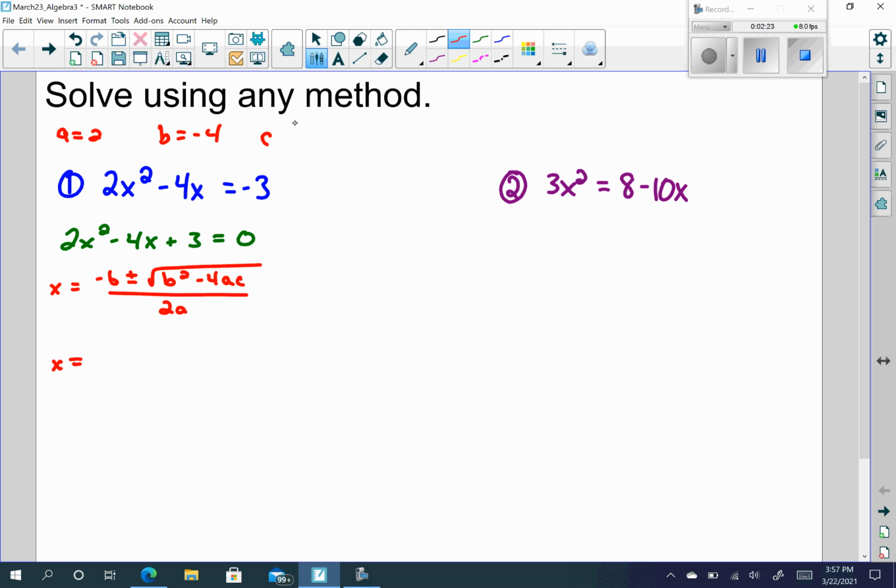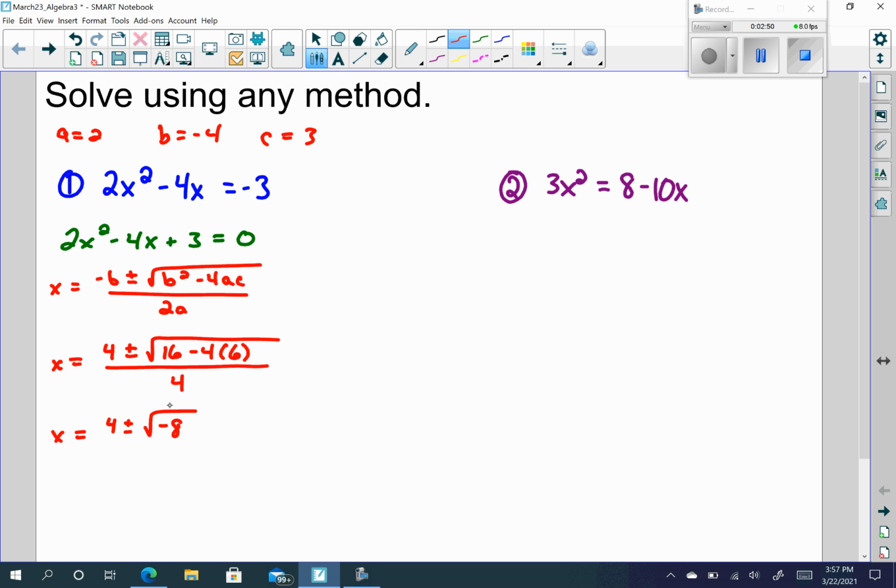I have to move everything over to one side, so c is positive 3. So I'm going to get x is equal to the opposite of b gives us a positive 4, plus or minus the square root. Now b squared becomes a positive 16, minus 4, and then a times c will give us a 6, all over 2 times a, 2 times 2 will give us 4. Now I'll take care of what's underneath the square root. That's 16 minus 24, so I get a negative 8.